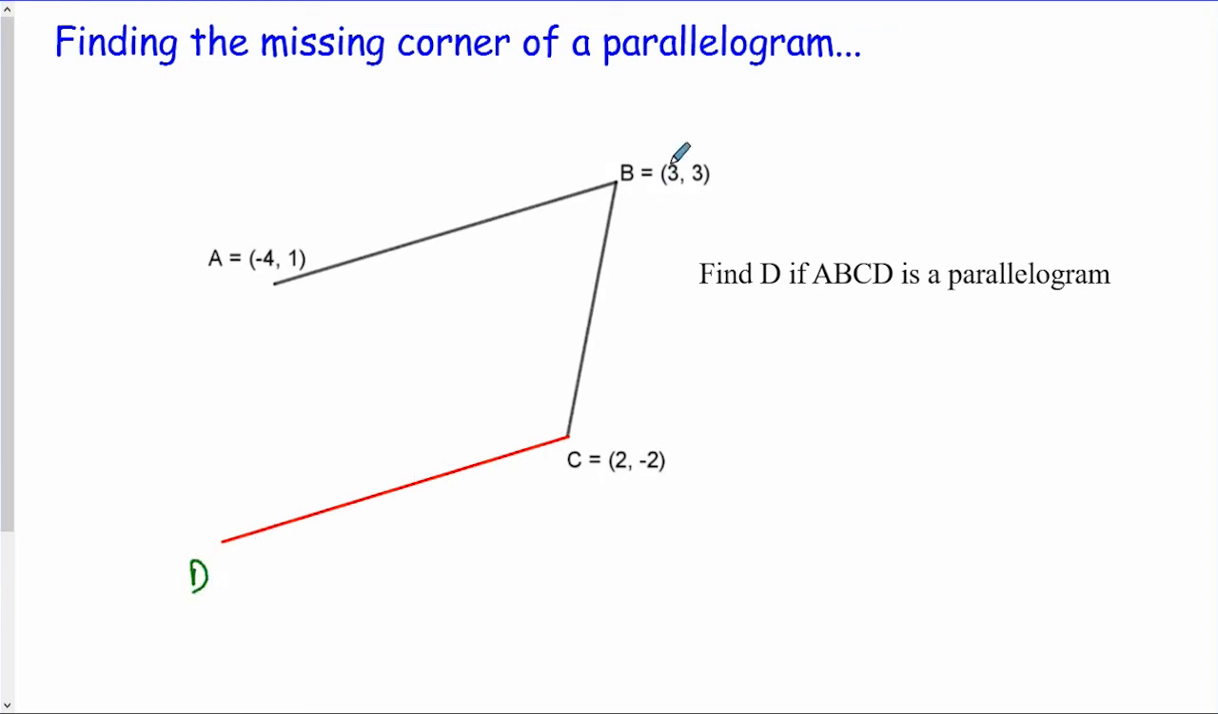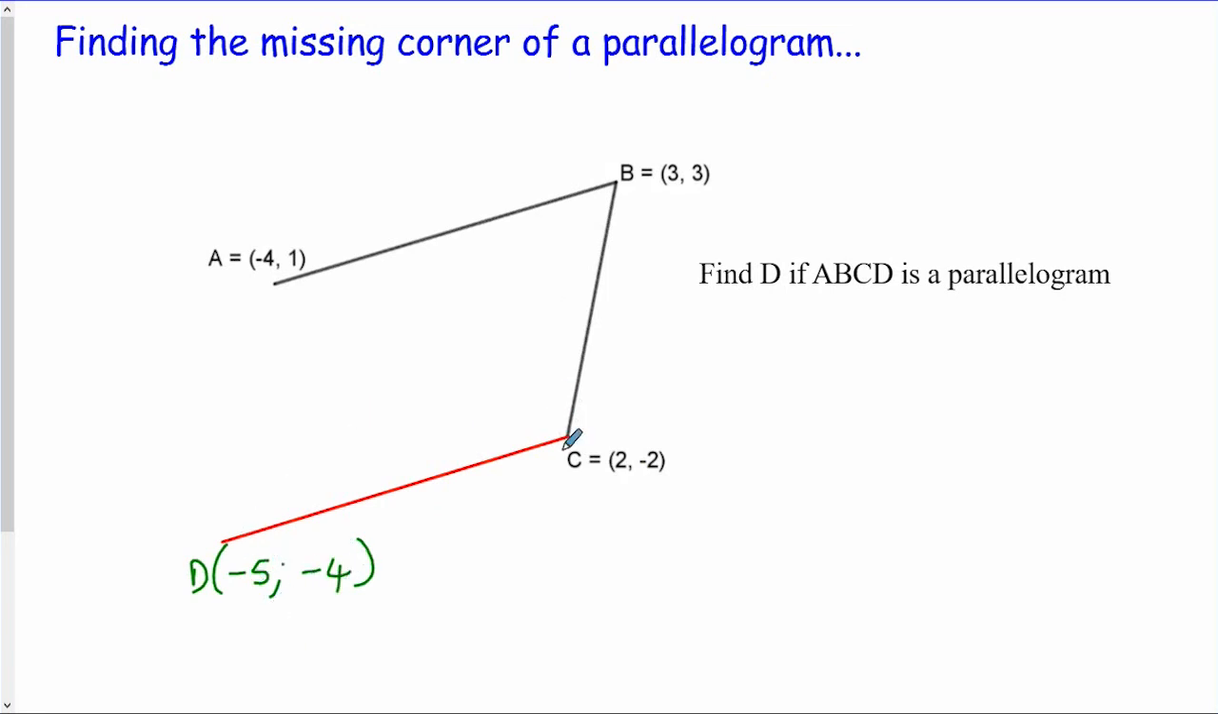So if we look, as I move from B to A, think of it as a vector for those of you that do science, my x value decreases by 7. So as I move from C to D, my x value must decrease by 7. My y value decreases by 2, so my y value must decrease by 2. And that's the value of point D.